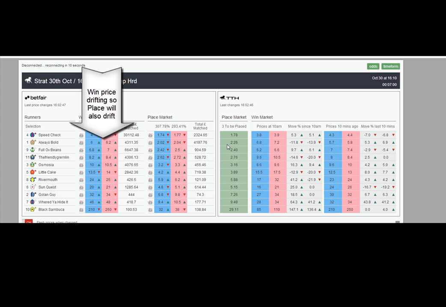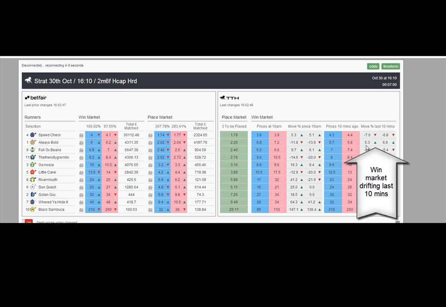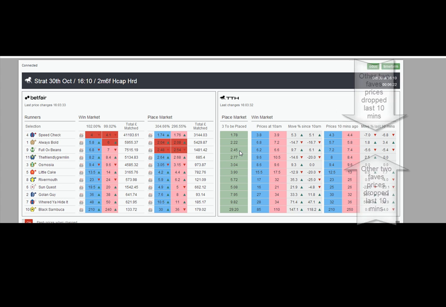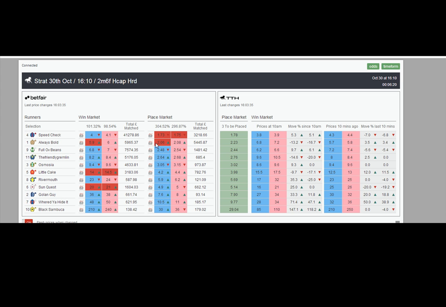And that's exactly what we're seeing now. The win market is drifting, and it's drifted in the last 10 minutes. So the place market will also drift. You can see the other two favourites' prices have dropped in the last 10 minutes. So if they drop, something obviously has to drift. So we're just going to leave that trade on.